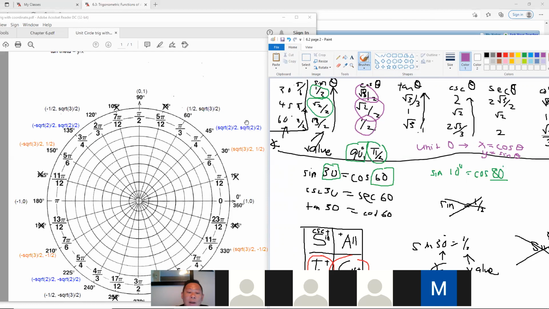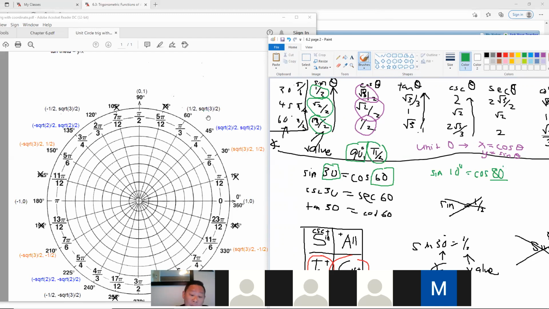Cosine 60 degrees is 1/2, so that's why you get 1/2 here. And then you will get √3/2 for sine 60 degrees. So this is the basics of your unit circle approach, which a lot of students will use.